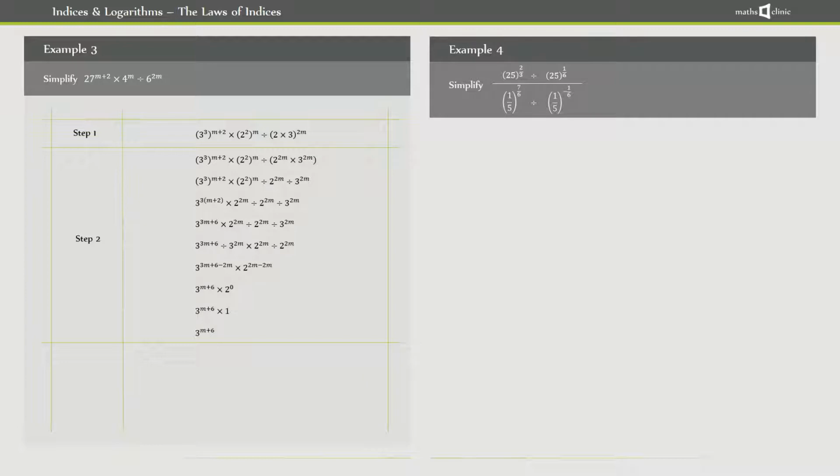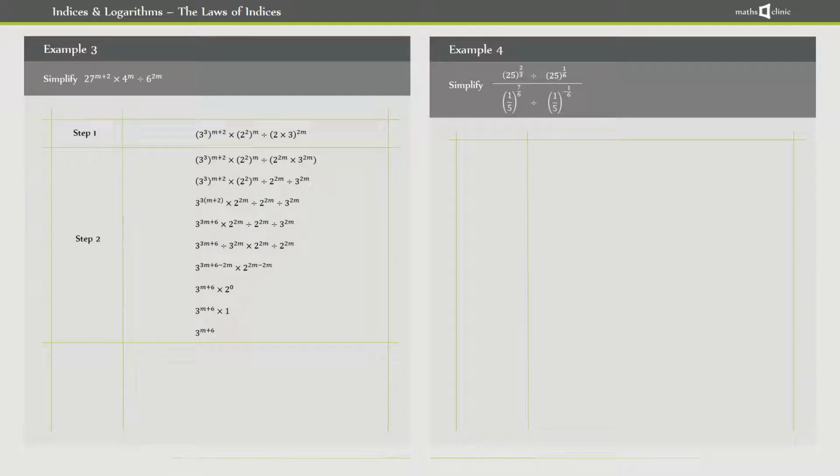So we have 25 to the power of 2 over 3 divided by 25 to the power of 1 over 6, divided by 1 over 5 to the power of 7 over 6, divided by 1 over 5 to the power of minus 1 over 6. Looks easy. So first thing we want to do here is we don't have equal bases. The first thing we want to do is have an equal base number. Okay, and if you look at this, you pretty much get the idea.